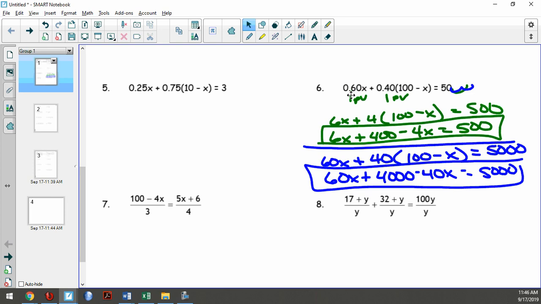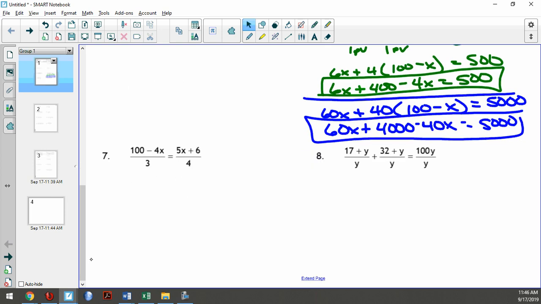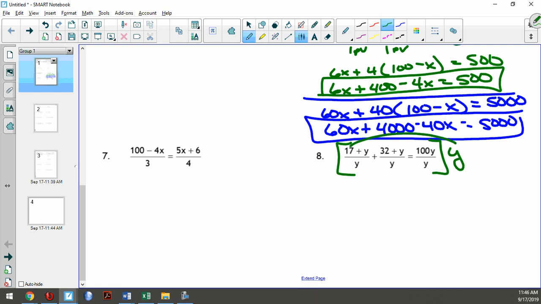No. No. What is your LCD? Your LCD is going to be y, so you're going to multiply this entire thing by y. When you do that, y divided by y cancels out, so you just drop down the numerator. So that's 17 plus y. Go to the next fraction. You drop down that numerator because the y's cancel out and the denominator's there. Go to the last fraction, you're going to have 100y because the y's canceled out in the denominator.